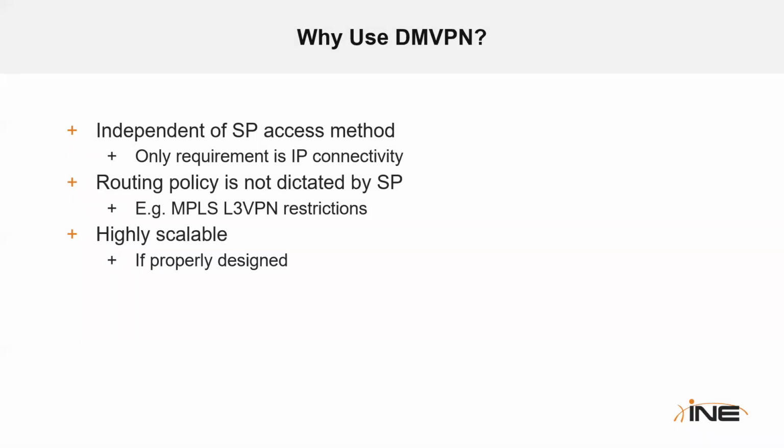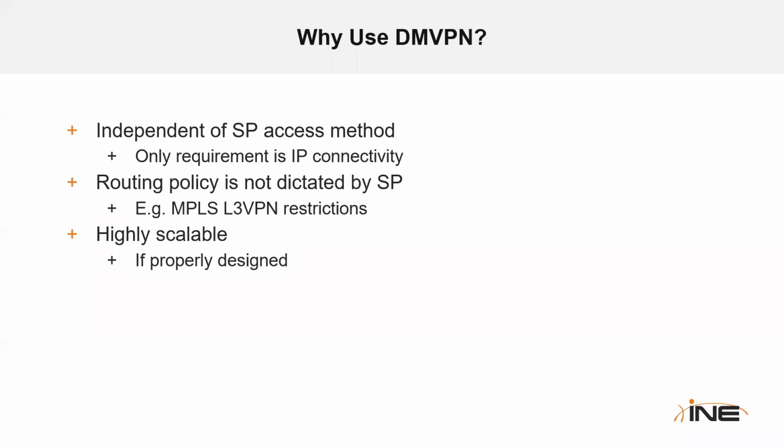Okay, why would you want to use DMVPN? One of the main reasons is that it's independent of the SP access method. So the only requirement that we have is that we have IP connectivity between the sites. So we don't need to be on the same MPLS network. We don't need to be on the same provider. As long as you can ping between the sites, that's really the only requirement that we have for the DMVPN.